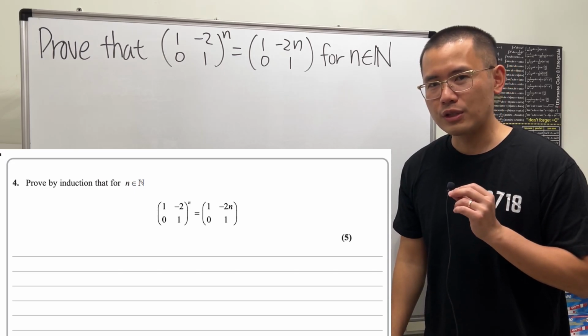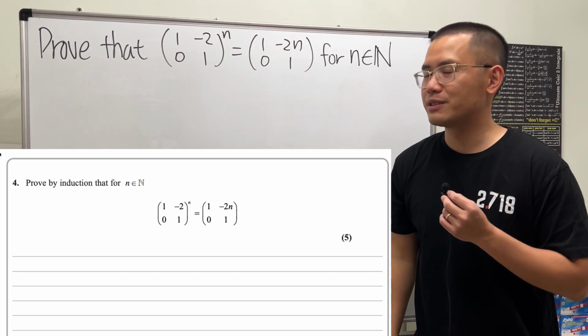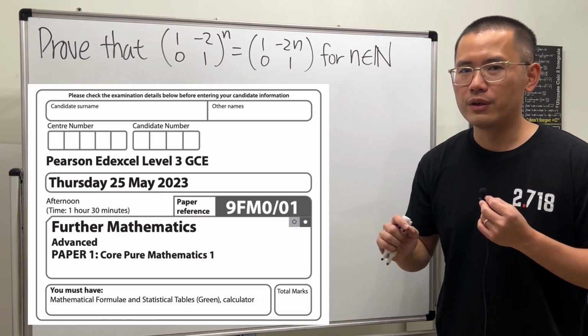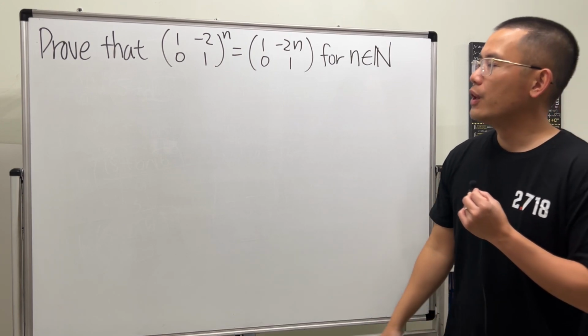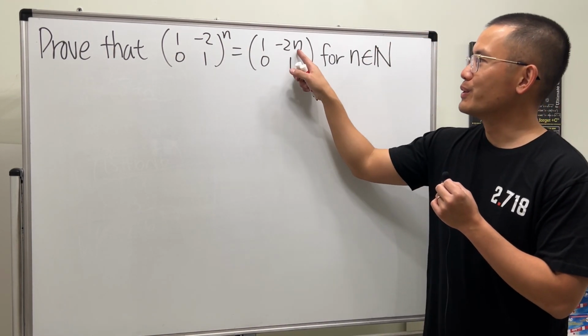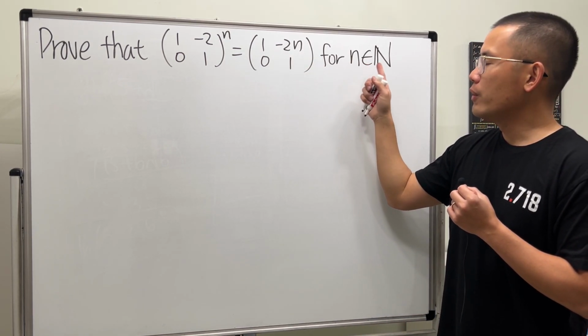My goal for this video is to help you understand how to do an induction proof with a power of matrix question. This question is from the 2023 A-level further math paper. So let's have a look. We're going to prove that this matrix to the nth power is equal to this matrix, notice that the n becomes right here. It's true for all natural numbers n.